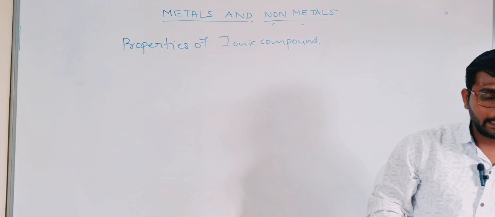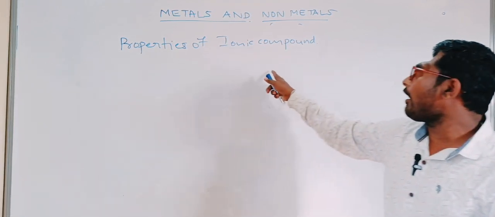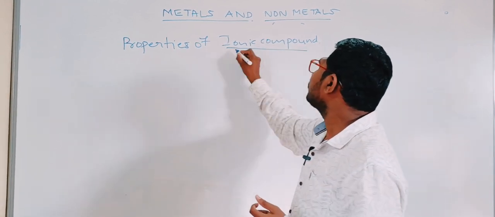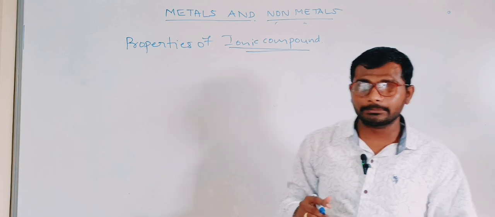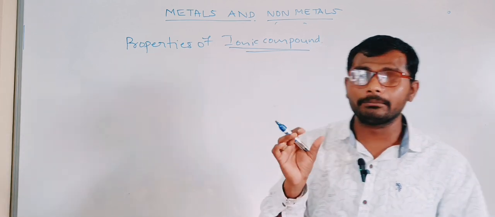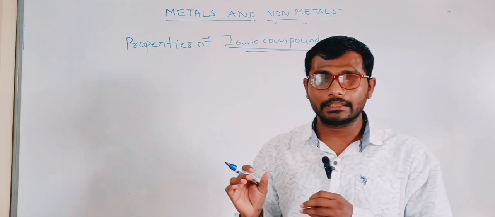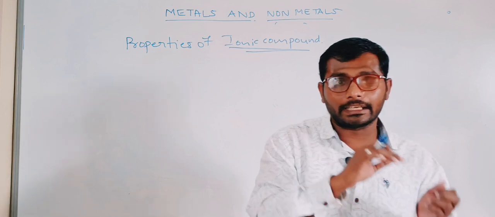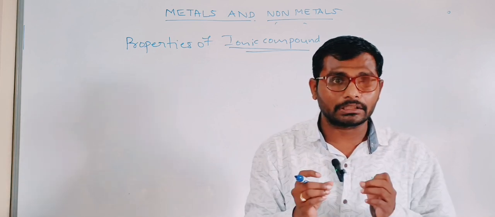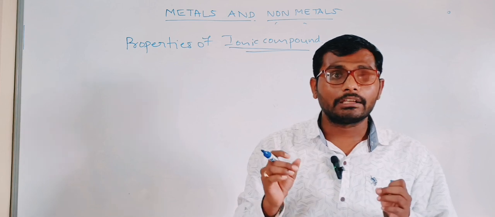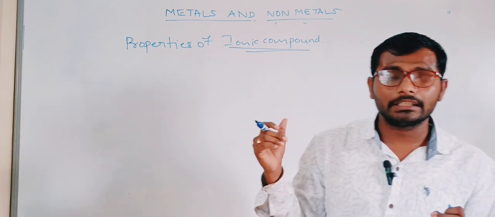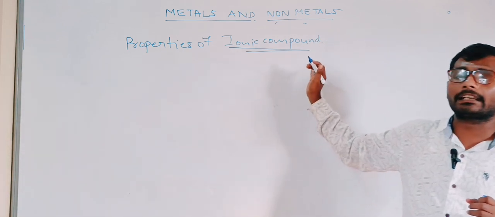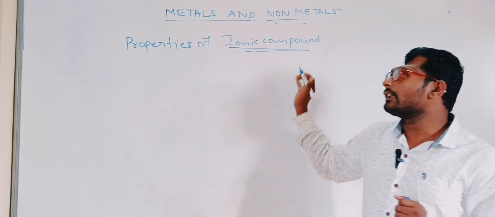Take the next heading. Properties of ionic compound: first, what is an ionic compound? This compound is made up of ions, meaning some will be non-metals and some will be metals. The compound is formed by the transfer and gaining of electrons, which forms the bond called the ionic bond, and the compound is the ionic compound. In this compound, some gain electrons and some lose electrons.